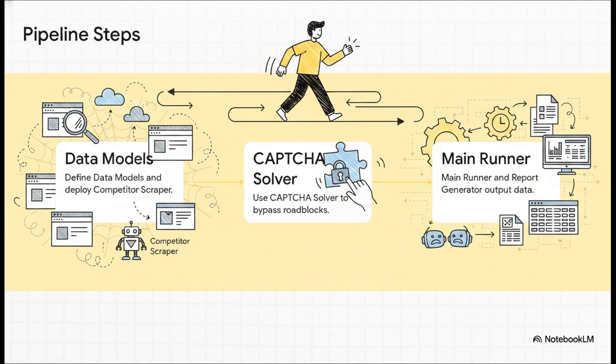To prevent the exact chaos we just talked about, the source material outlines 3 main phases of a rock-solid pipeline. Step 1 is your data models and the competitor scraper. This is where you figure out exactly what you're looking for and deploy scripts to go extract it from the web. Then, Step 2 is the CAPTCHA solver. Because, whenever you're using automation at scale, you're going to hit roadblocks, period. Finally, Step 3 is the main runner and report generator. Think of this as the engine that orchestrates the whole operation on a strict schedule and spits out the clean, structured reports your team will actually want to read.